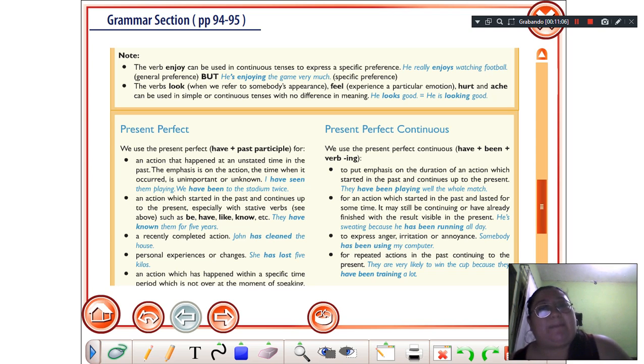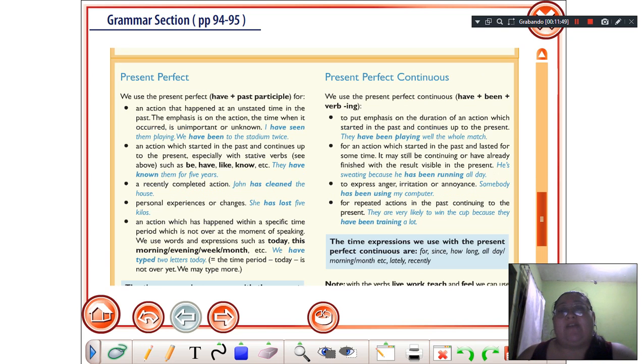And what is the difference with the present perfect continuous? For the present perfect continuous we use have been and the verb with -ing. This is very important because you no longer use the past participle, only been, and the verb for the action you use with -ing. We use it to put emphasis on the duration of an action which started in the past and continues up to the present, for actions which started in the past and last for some time, to express anger, irritation, or annoyance, or for repeated actions in the past that continue to the present, okay?